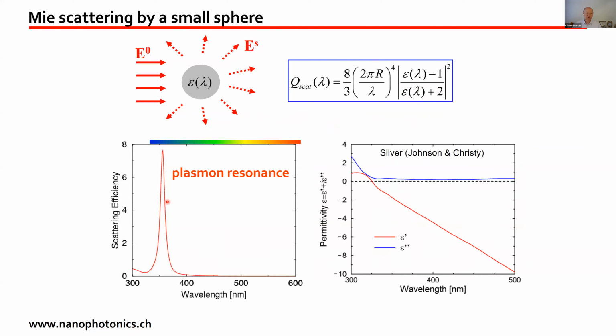And this is what we call the excitation of the plasmon resonance in this small particle, a very strong peak of scattered light at a specific wavelength, which will make the particle have a specific color.